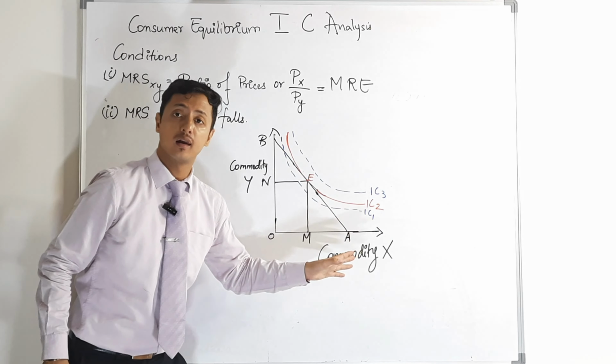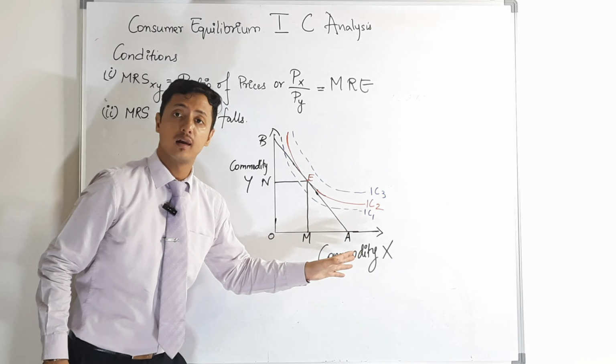Now IC3, any consumer would want a higher level of satisfaction, but IC3 is not possible with the budget that the consumer has. So with the budget that the consumer has, the level of satisfaction that they can derive is exactly that of indifference curve 2. So when the budget line is tangent to indifference curve 2 at the point E, this is the equilibrium point.